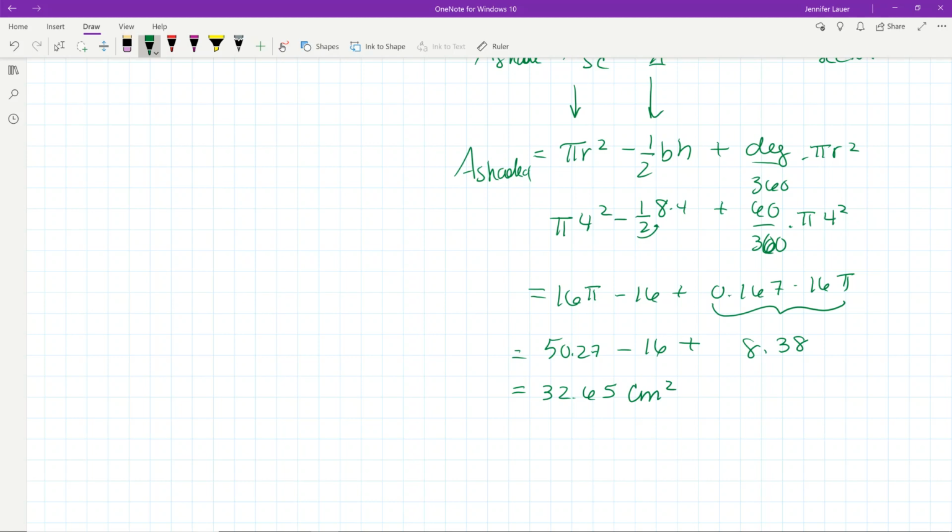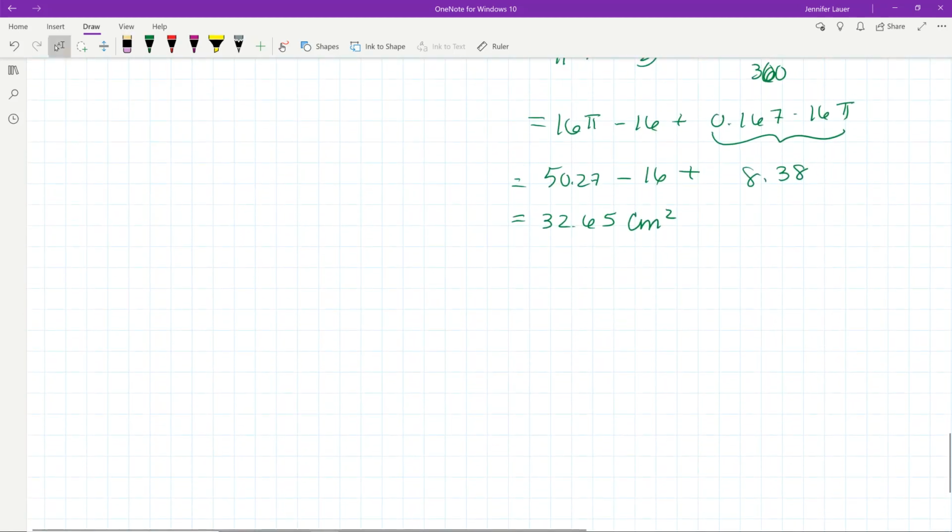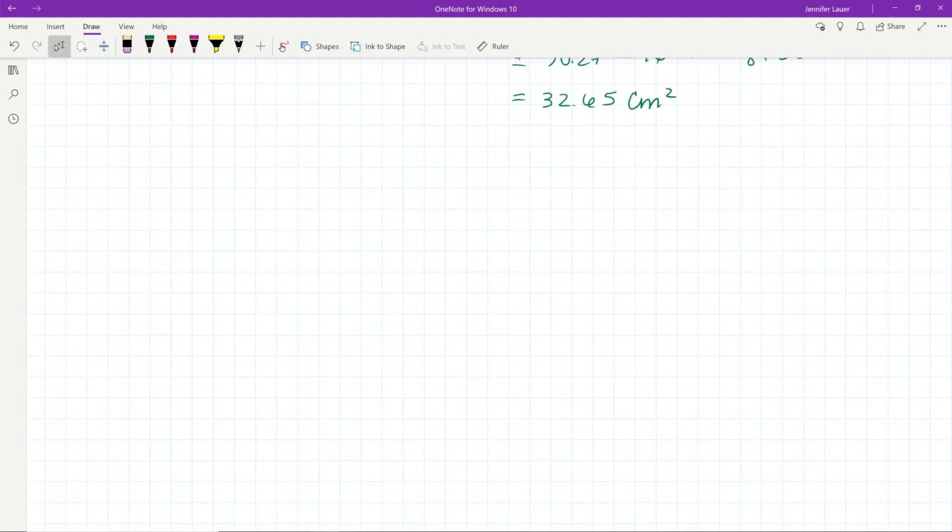So again, this is just area of shaded regions, and it can get a little complicated. Number 6 on that same lesson, lesson 1, is another one that's really kind of crazy looking. So I'm going to go ahead and do this one for you.